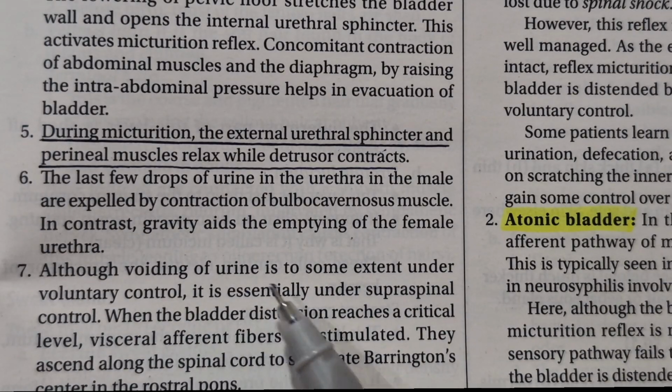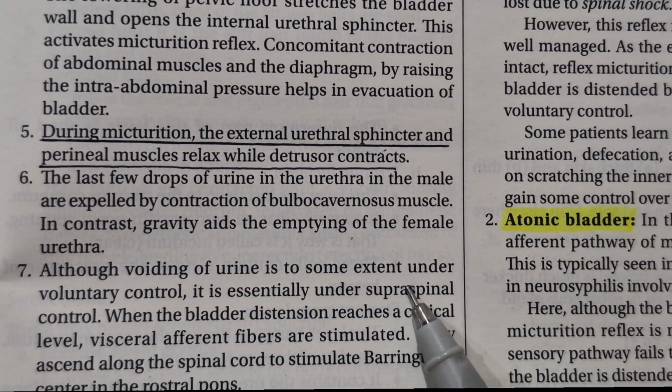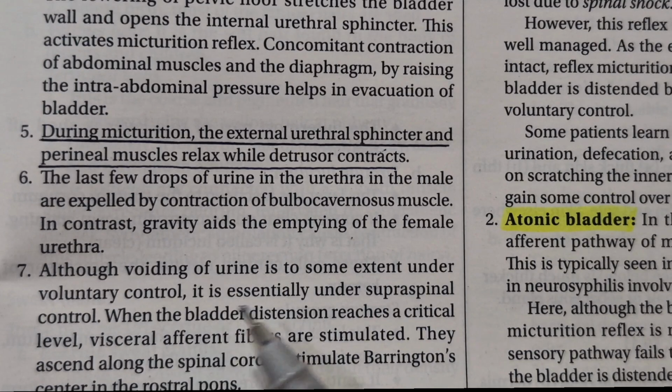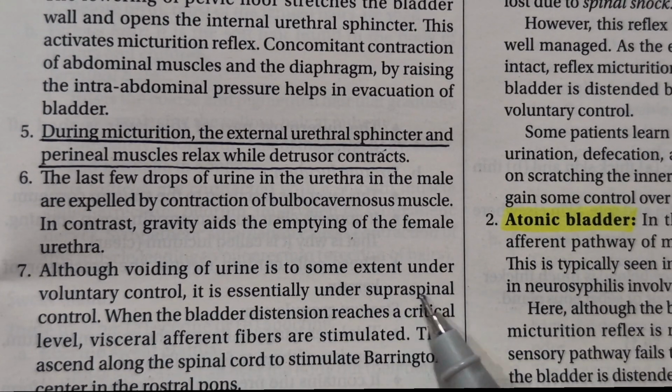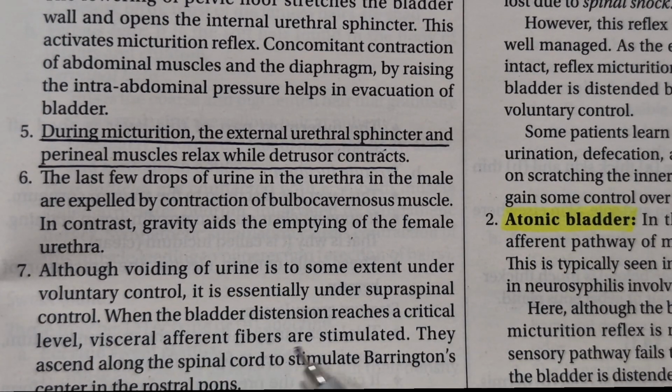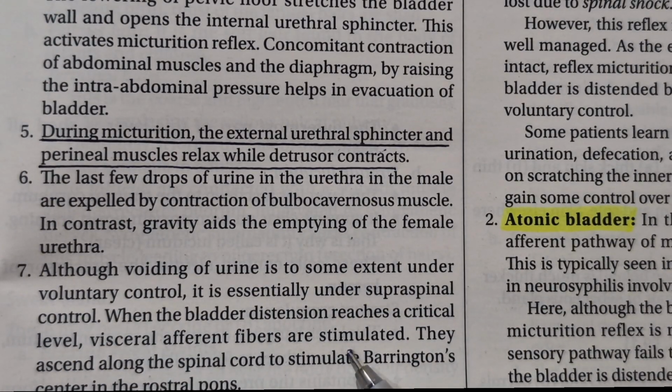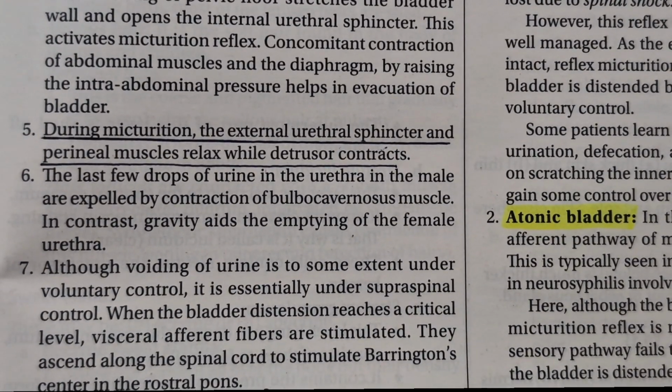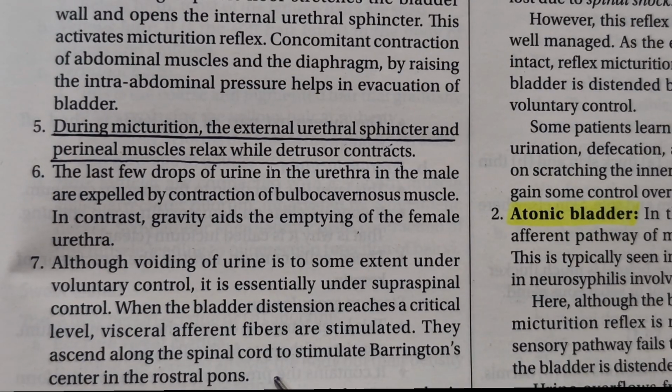Although voiding of urine is to some extent under voluntary control, it is essentially under supraspinal control. When the bladder distension reaches a critical level, visceral afferent fibers are stimulated. They ascend along the spinal cord to stimulate Barrington's center in the rostral pons.